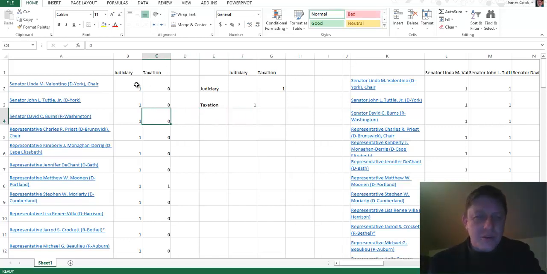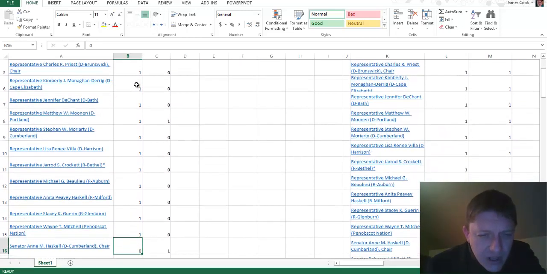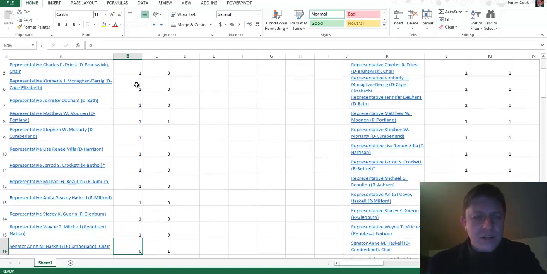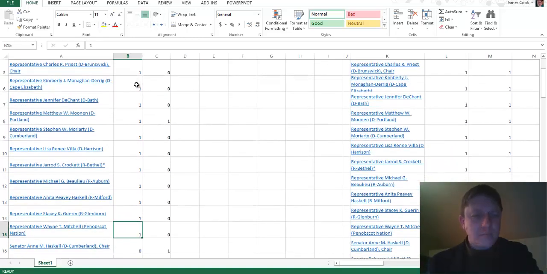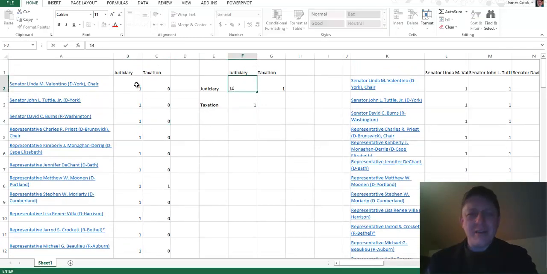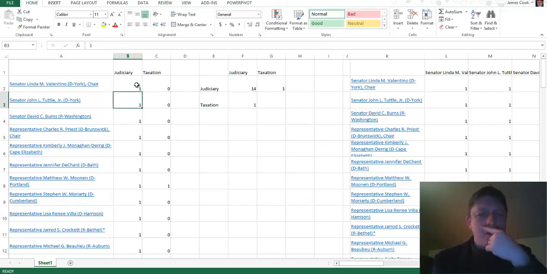Well, we could do 2 things. We could count the rows in which there are 1s for Judiciary. So 1, 2, 3, 4, 5, 6, 7, 8, 9, 10, 11, 12, 13, 14. See, now, but we could make mistakes. 14. We could do that. So we know there are 14 people who are in both Judiciary and Judiciary Committee. Or we could say the Judiciary Committee has 14 members.